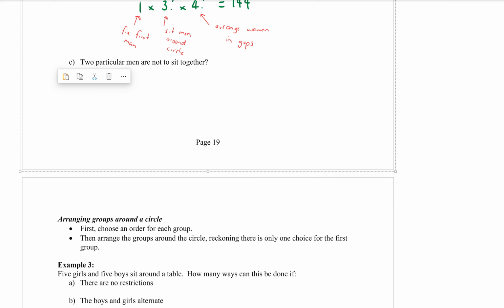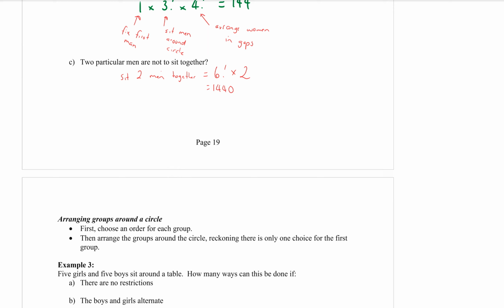So we now have 7 groups. We're making them sit together, 7 groups. So to arrange them in a circle means 6 factorial times 2 because those 2 men can switch places. So that is how we sit 2 men together. That is 1440 ways.